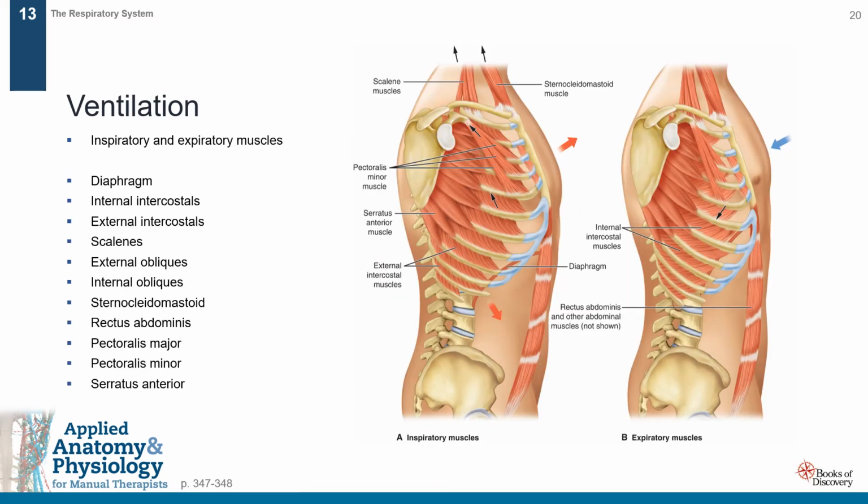And here we see illustrated the muscles of ventilation. In illustration A, when inspiratory muscles contract, they elevate and expand the rib cage, enlarging the thoracic cavity. In illustration B, exhalation is generally a passive process of relaxing the inspiratory muscles. Forced exhalation occurs when the expiratory muscles are contracted.